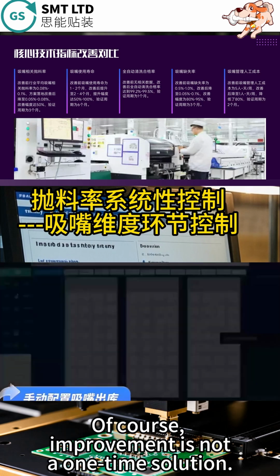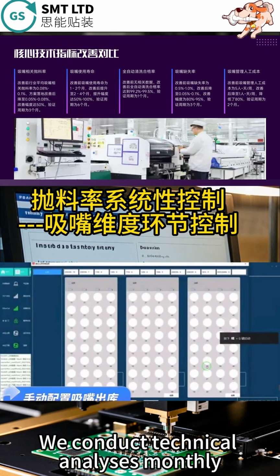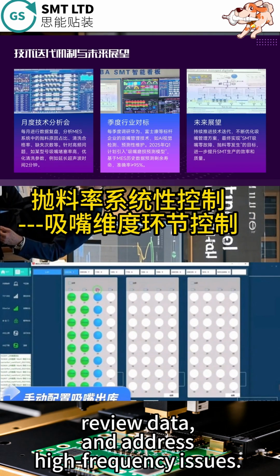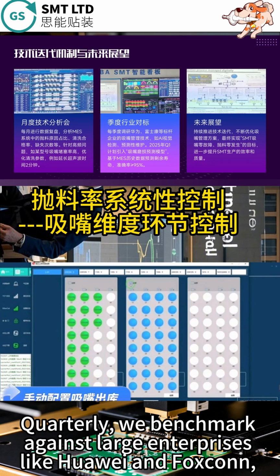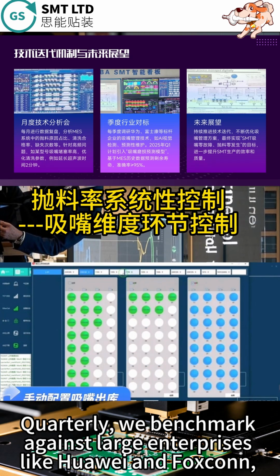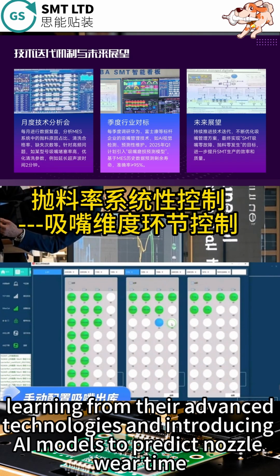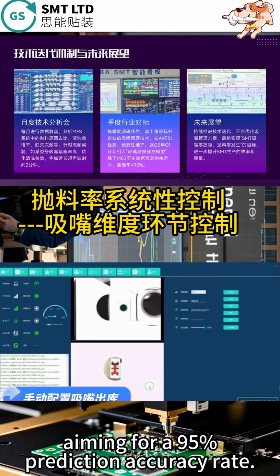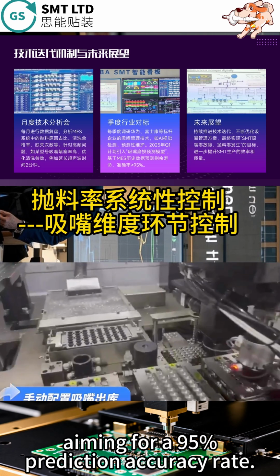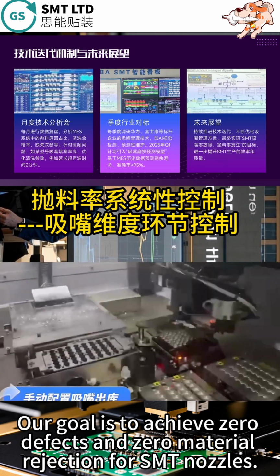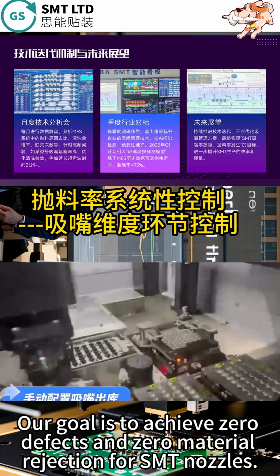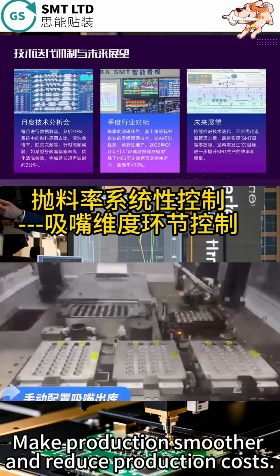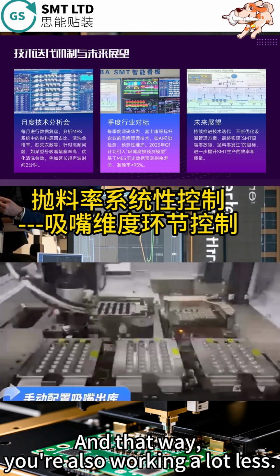Of course, improvement is not a one-time solution. We conduct technical analysis monthly, review data, and address high-frequency issues. Quarterly, we benchmark against large enterprises like Huawei and Foxconn, learning from their advanced technologies and introducing AI models to predict nozzle wear time, aiming for a 95% prediction accuracy rate. Our goal is to achieve 0 defects and 0 material rejection for SMT nozzles, make production smoother and reduce production costs. And that way, you're also working a lot less.